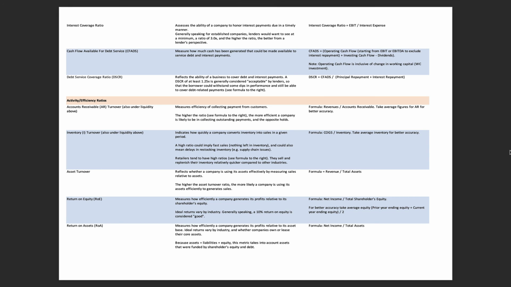And the last figure we will be discussing is return on assets. Return on assets is net income divided by total assets. And total assets is equal to total shareholders' equity plus total debt. The return on assets measures how efficient a company is in generating net profits or net income relative to its asset base. The ideal returns for the return on assets also vary by industry, and they also vary depending on whether the company owns or leases its core assets.